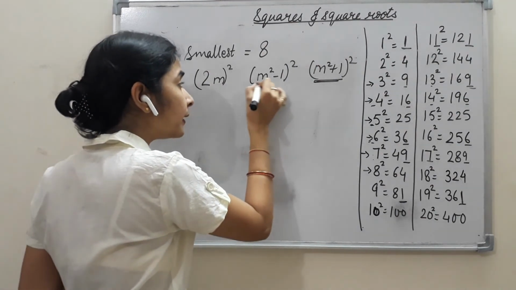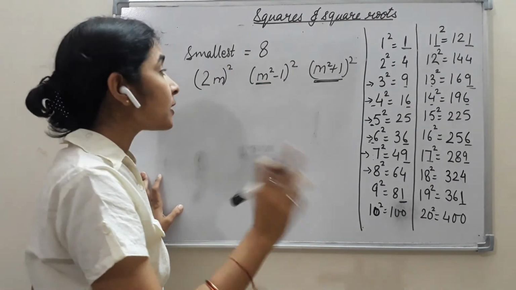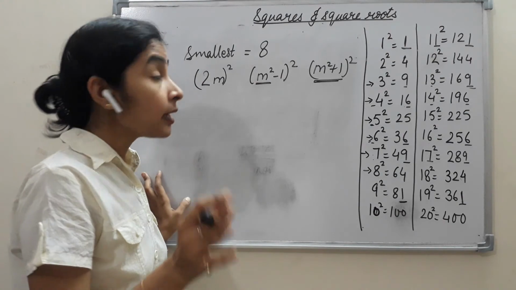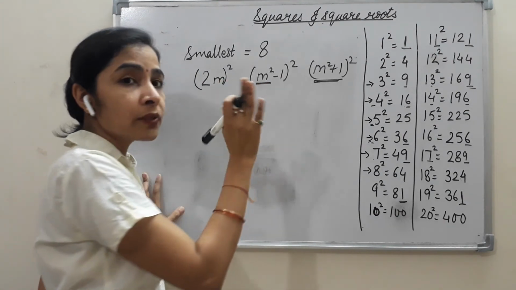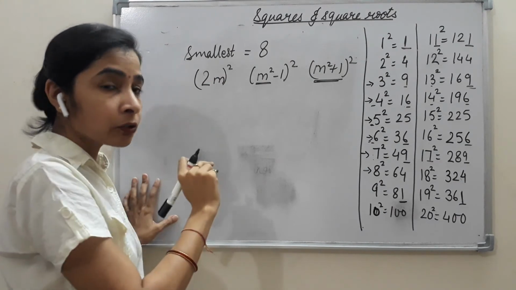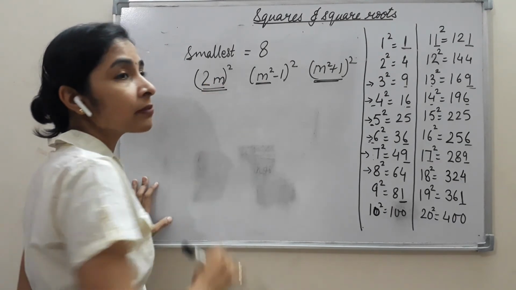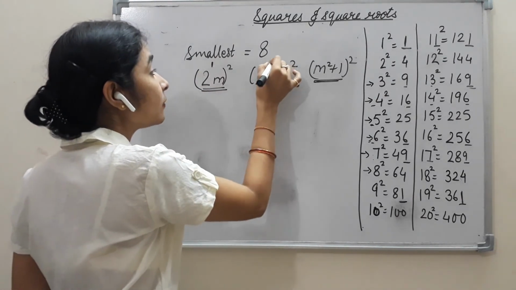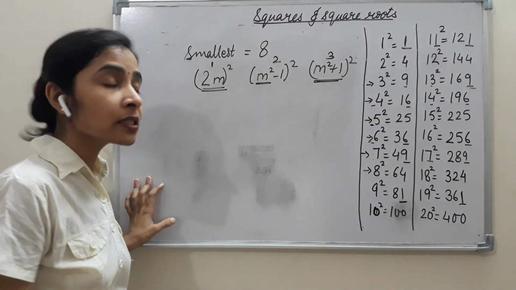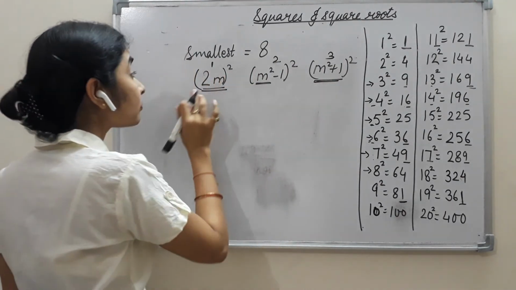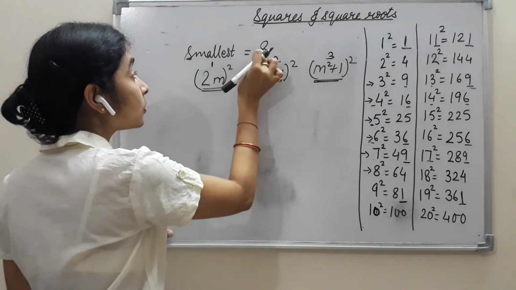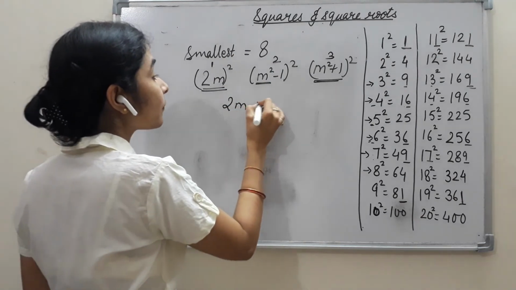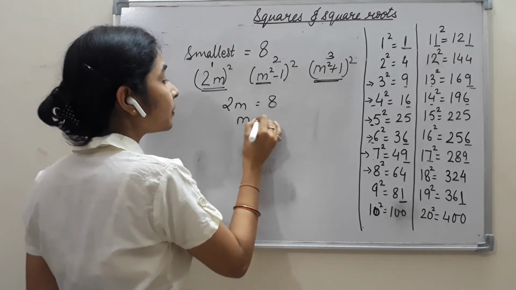Now for any number, its square will always be greater than its twice, except in the case of 2. In the rest of the numbers its square will always be greater than 2m. This implies that the smallest member will always be 2m. So the smallest will be this, the second will be this, and the largest will be this. This will always be the hypotenuse. Now we suppose that the smallest number is 8, that means 2m should be equal to 8. So we find the value of m here, so m will be equal to 4.